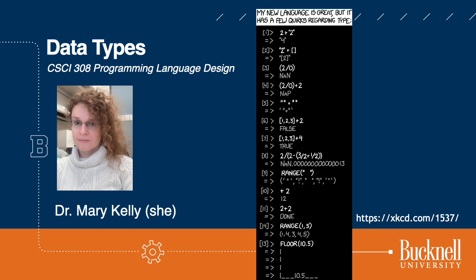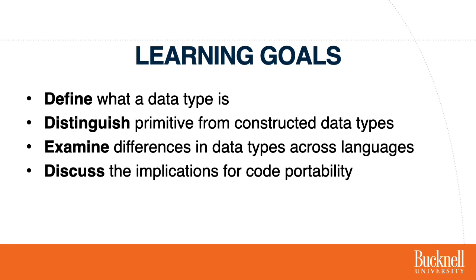Randall Munroe's hypothetical language here invites us to think about what we expect to happen when we perform these operations. This is the question computer scientists have to consider when they're designing a programming language. So, learning goals from this lecture are, by the end of it, you should be able to define what a data type is, distinguish primitive from constructed data types, examine differences in data types across languages, and discuss the implications for code portability.